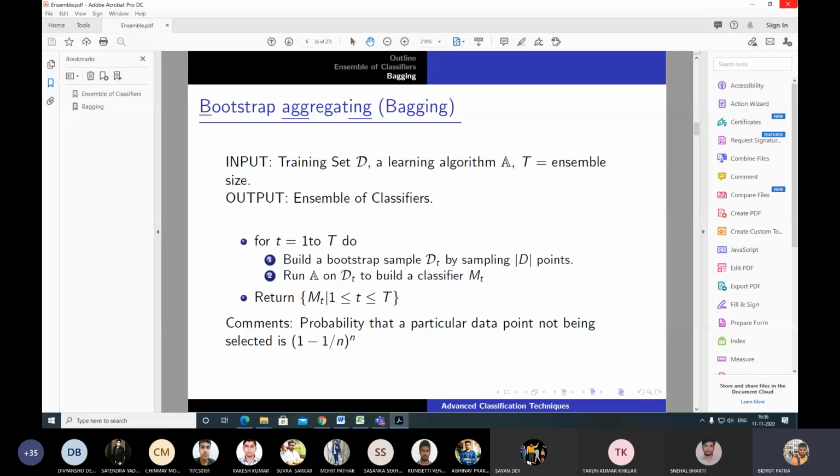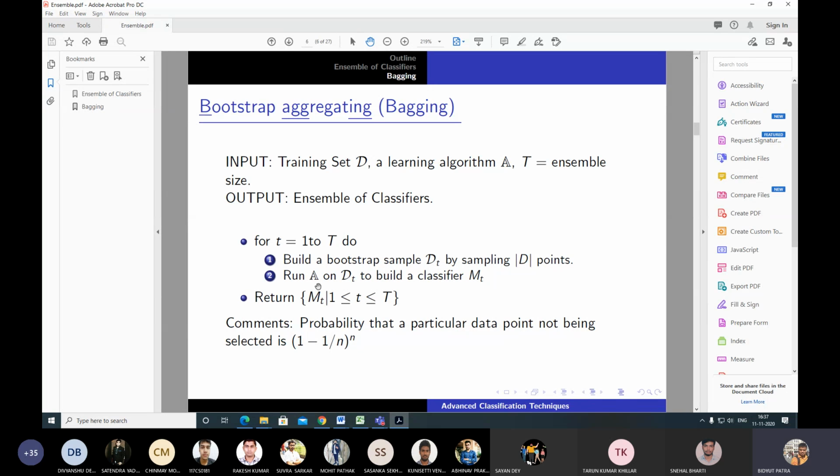So we have a training set D and a learning algorithm A, and T is the ensemble size. The output will be an ensemble of classifiers. For t equal to 1 to capital T, say I want to make an ensemble of 10 classifiers. What you do is build a bootstrap sample D_t by sampling D points. That means, out of 100, you use sampling with replacement, so you will get a data set, D_t.